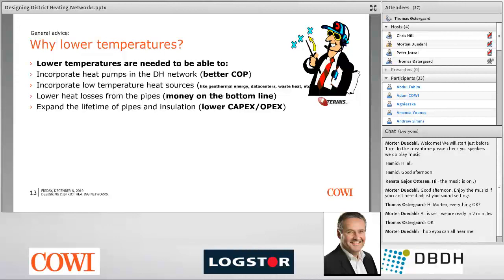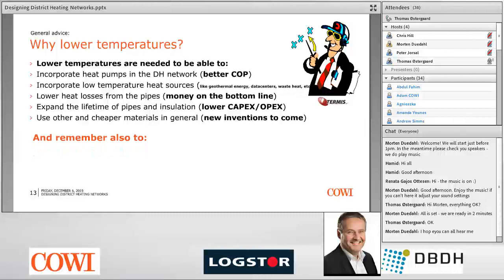So that is nice. Also, expand the lifetime of the pipes and the insulation, which brings you lower capex and opex. And you can use cheaper materials in general. I think there will be many new inventions to come for new pipe systems. We can use plastic in many ways, where we used steel before. And also remember lowering the flow and return temperatures, because the return temperature is essential: it can create more room and therefore more space for lower temperatures.